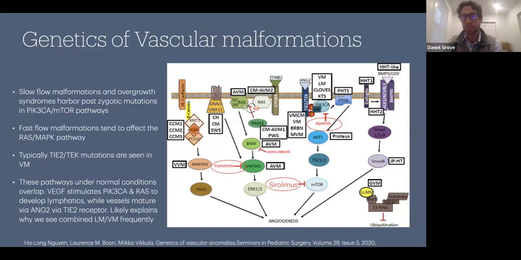And then in terms of capillary malformations, they tend to harbor G protein mutations. So the classic example is a GNAQ mutation in a port wine stain. But we also know that GNA11 is a driver for larger, broader, reticular, or geometric capillary malformations on the body.